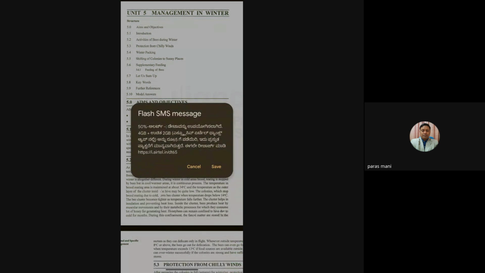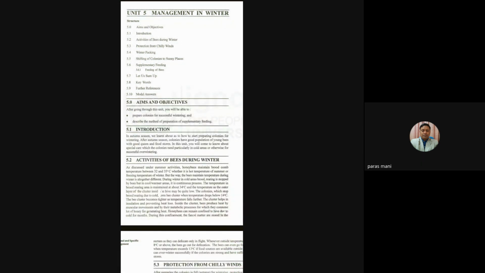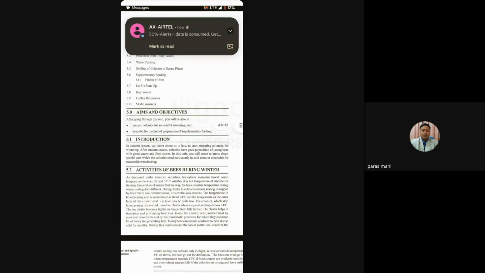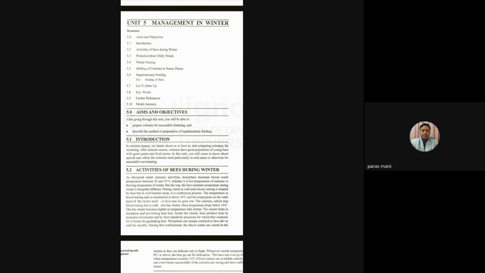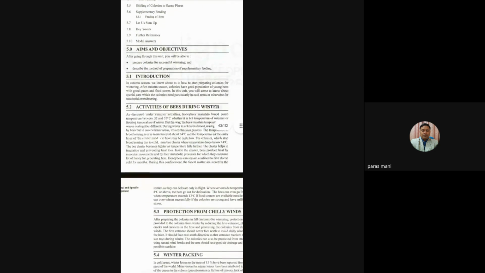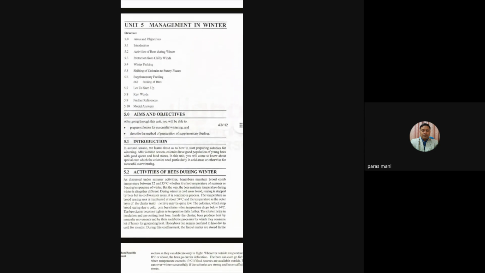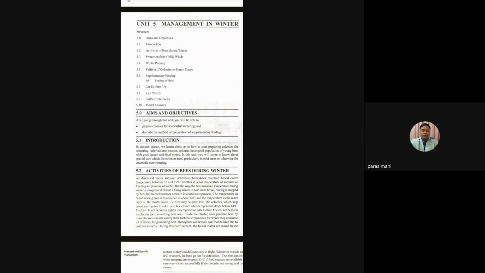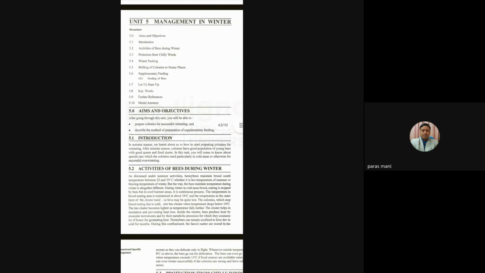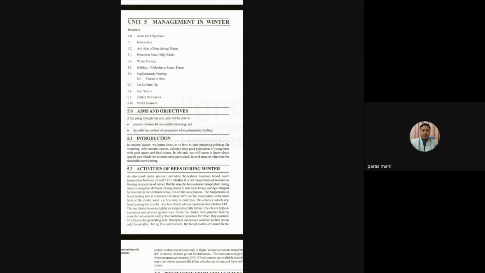In winter management, we have to take care of honeybee colonies from chilly winds. They are given in this, and they have given the description in detail. Please go through this once. Then winter packing, we have discussed it already. Shifting of colony to sunny places.